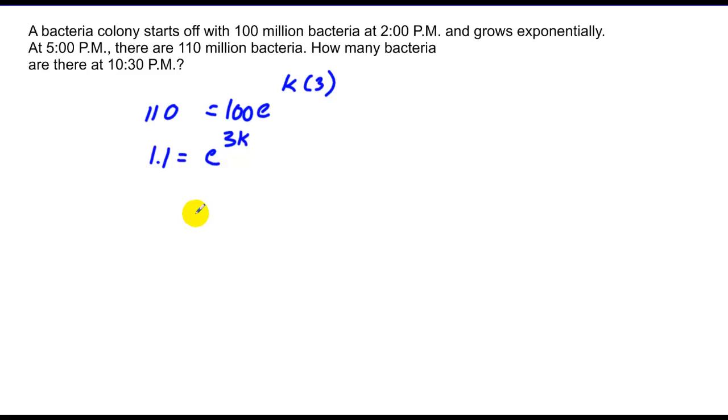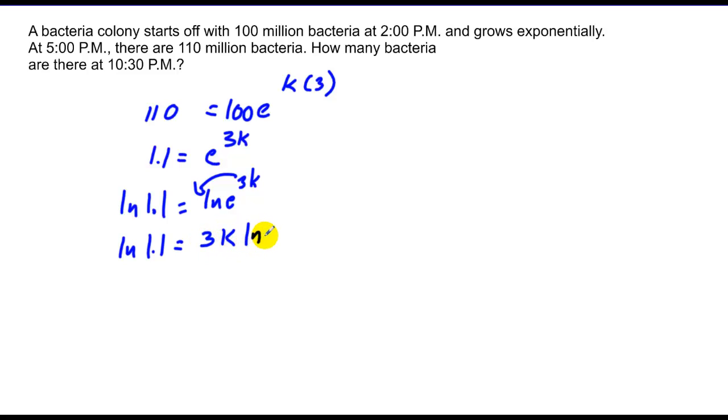Now using natural logarithms, we can take the natural log of both sides, and we know when we have the natural log of e to the 3k, we get to bring that 3k out in front. So I have the natural log of 1.1 is equal to 3k ln e. We know that ln e is 1, so I just divide by 3, and ln 1.1 over 3 is equal to k. Now I'm going to leave this like this rather than do a decimal approximation and put it into our second equation.